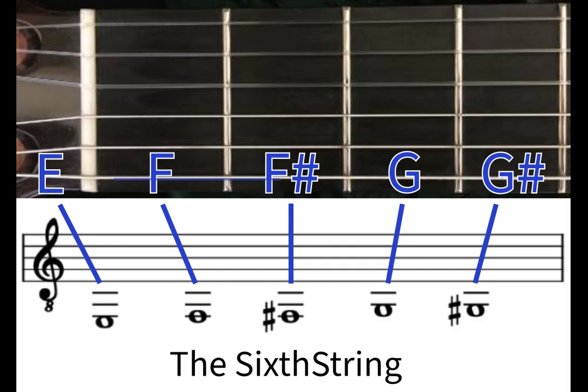Finally, here is the 6th string. Notice the names of the pitches on this string are the same as the pitches on the 1st string. E is played open and sounds like this. To play F, hold down the 6th string on the 1st fret. F sharp is on the 2nd fret. G is on the 3rd fret. And G sharp is on the 4th fret.